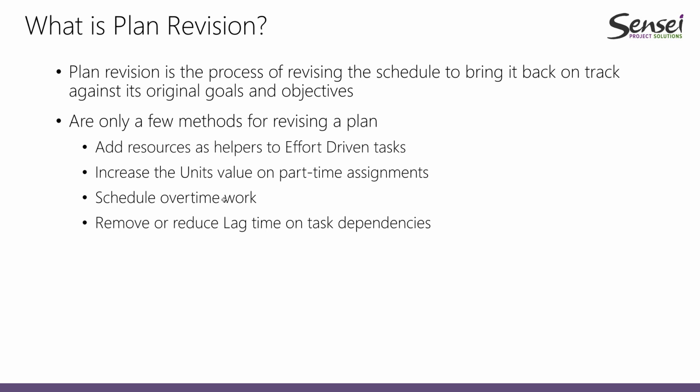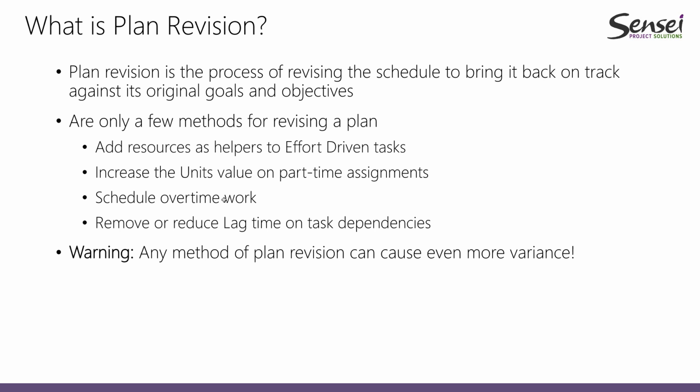We can schedule overtime work, or we can remove or reduce lag time on task dependencies to have them better scheduled or to have them back on track. A warning that we should be sharing here is that any method of plan revision can cause even more variance. So unfortunately, we might have a situation in which we have more variance based upon the changes that we make. So as project managers, we should use this system carefully to understand what's going on, try to bring the project back on track, and see what's going to be the result of this.